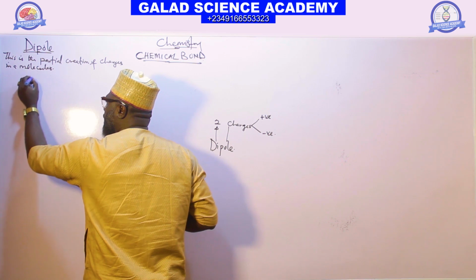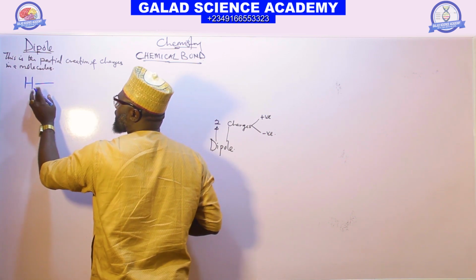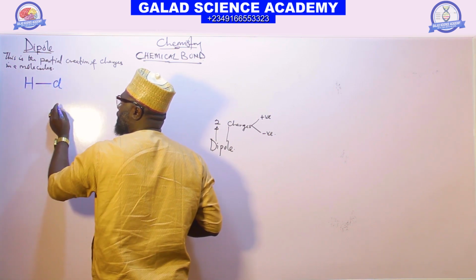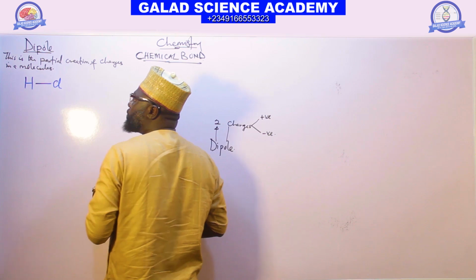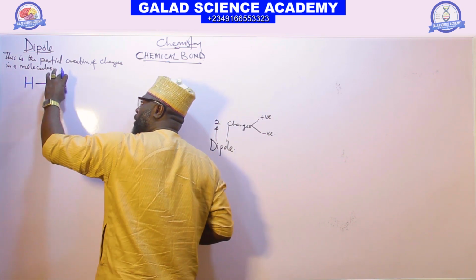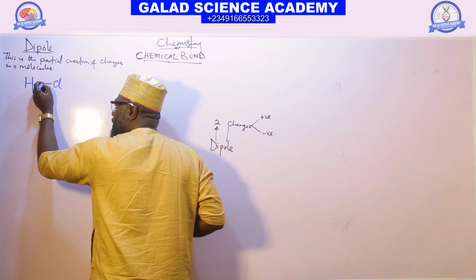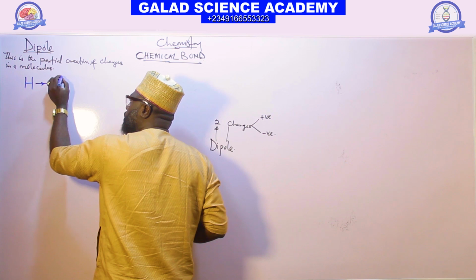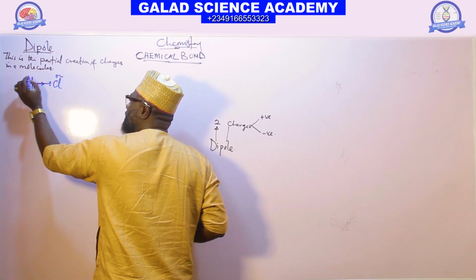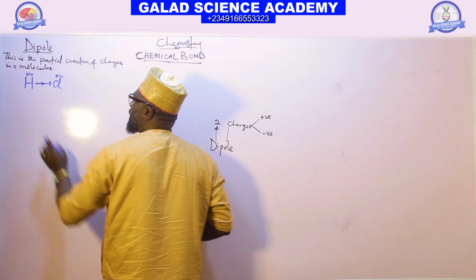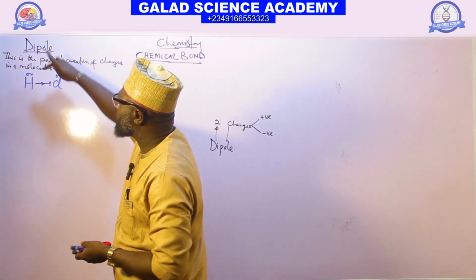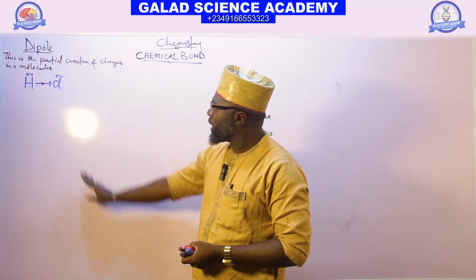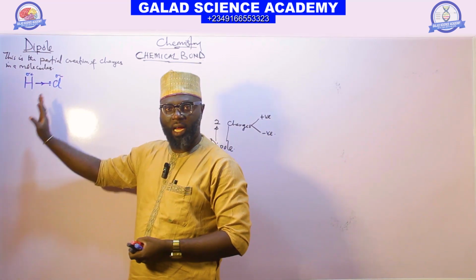Take for instance, if you have HCl. Like I said earlier, because of chlorine's higher electronegativity, the bond electrons will shift towards the chlorine. This chlorine now has a negative charge, and this one will have a positive charge. So this is the two charges we are talking about.